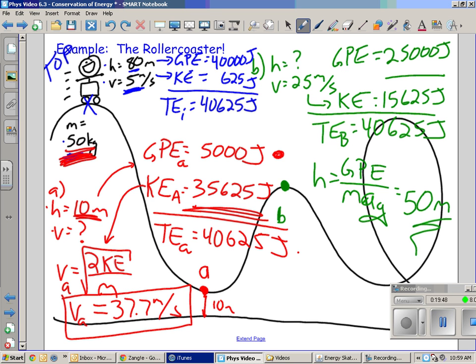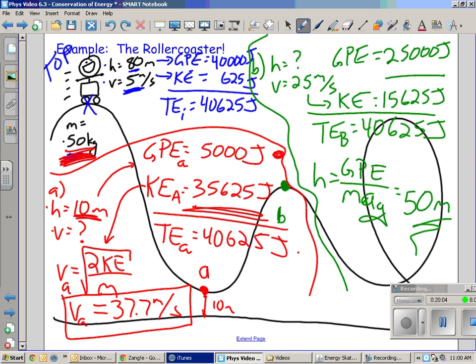Okay, and that's how you solve those problems. The biggest mistakes I see people making are organizational. So please, please, please try to keep your information separate. You might even consider making a chart, so that you keep all of the stuff for each point in one part of the chart.